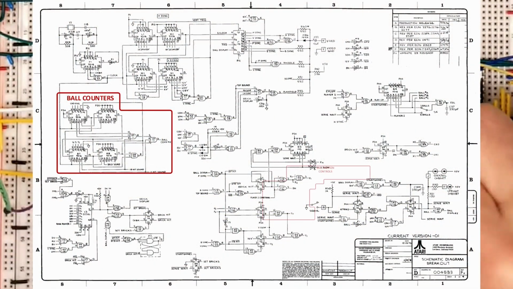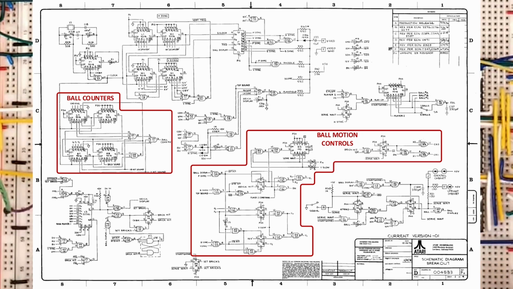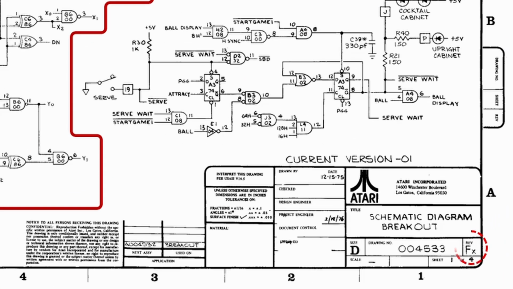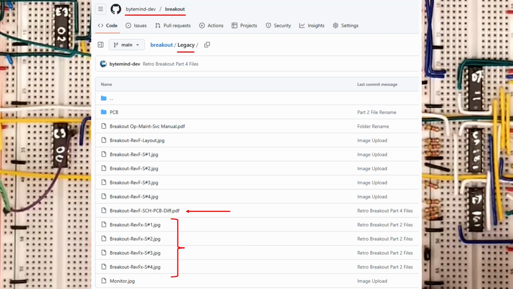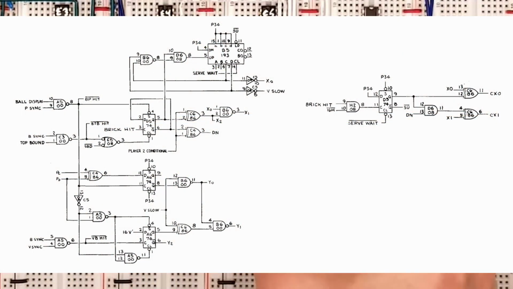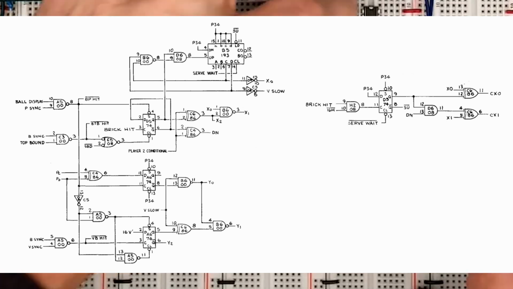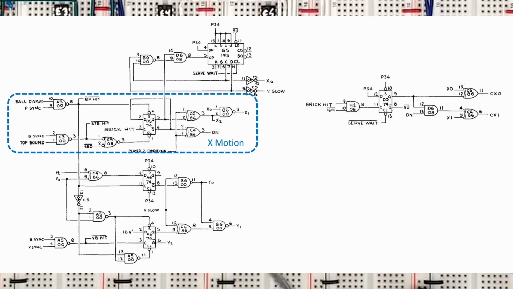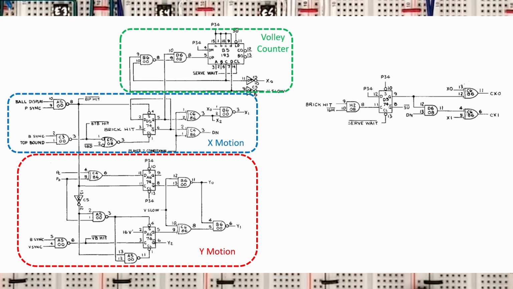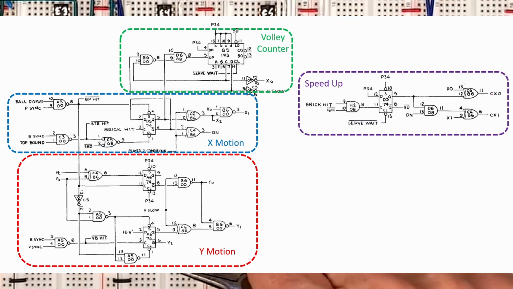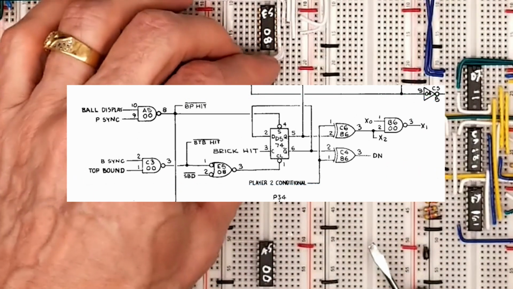Alright, time to work on the ball motion logic. Once again, we're using the updated RevFX schematics because the ones in the manual don't match the RevF board exactly. See Part 2 or the differences document in GitHub for details. We'll break this up into 4 sections. We have the X motion control, the Y motion control, this volley counter, and this speed up circuit. We'll start with X motion.